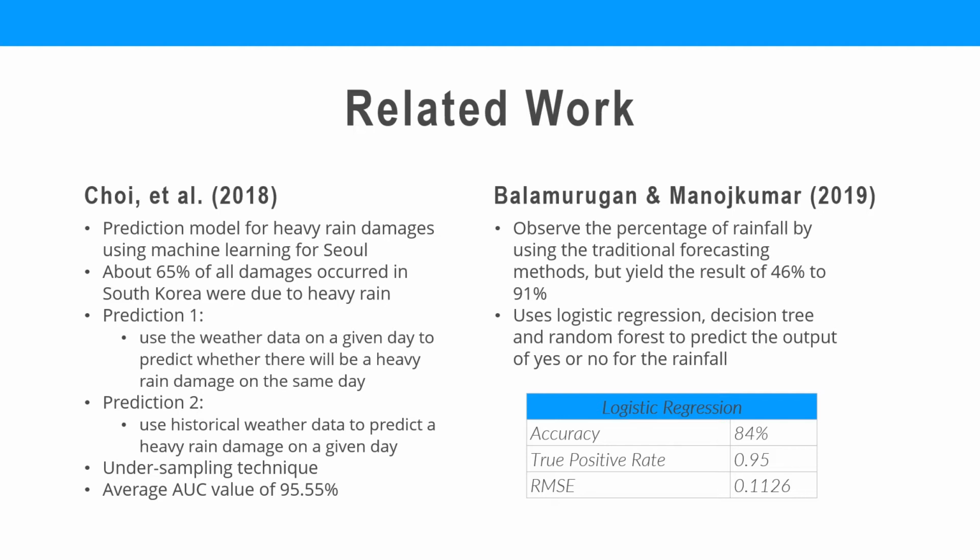Balamurugan and Manoj Kumar in 2019 initially conducted a study to observe the percentage of rainfall by using the traditional forecasting method, but yielded a result of around 46% to 91%. Later, they used logistic regression, decision tree, and random forest algorithms to train and predict the rainfall. 84% of accuracy was received using logistic regression, and the true positive rate was recorded at 0.95 and the root mean square error of 0.1126.